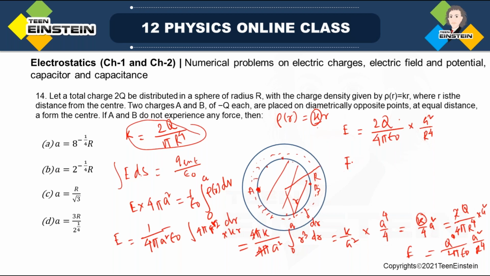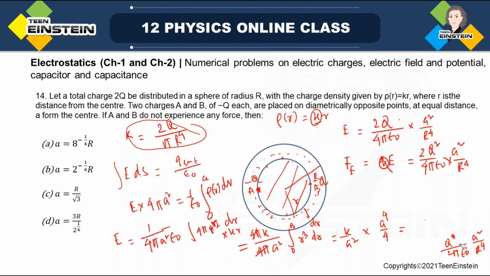If you want to calculate the force due to the electric field Fe, since the charges are the same on both points, minus q and minus q, we can write q into E, and I'm just taking the magnitude. So this q is capital Q and E is this part. So you get 2q square by 4 pi epsilon naught, a square by r to the power 4. So this is the electric force, or the force due to the electric field produced on the surface of the sphere of radius a.